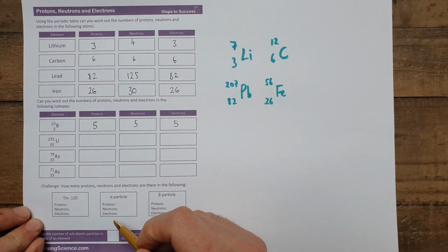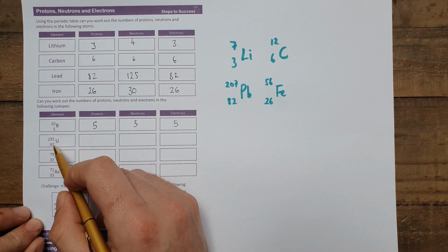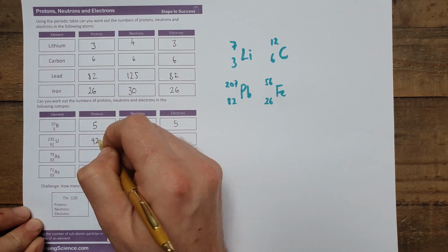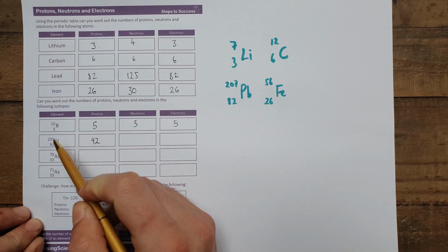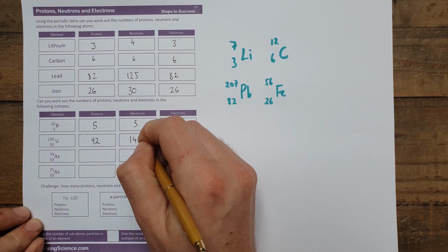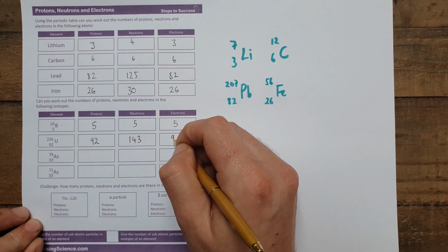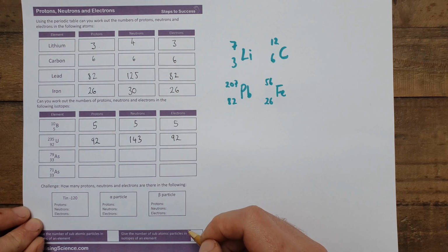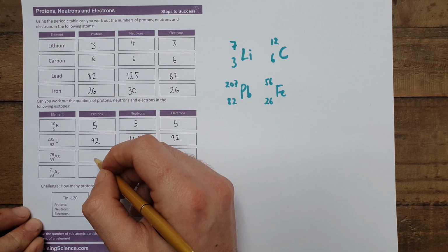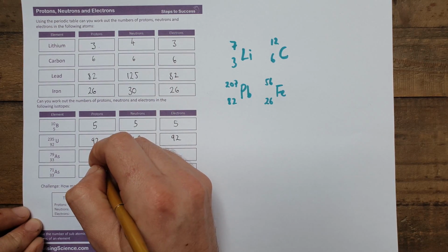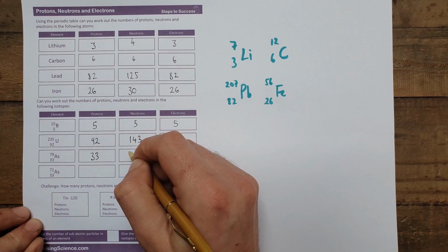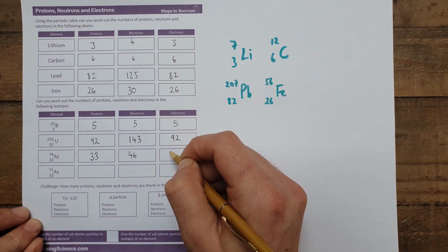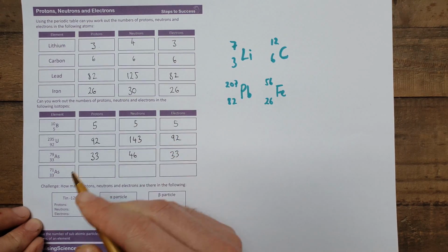will be the same. For uranium here, again, the proton number is 92, the number of neutrons is 235 minus 92, which gives us 143, and the electron number is the same as the proton number. Here we've got arsenic. So in this example, arsenic has got 33 protons, 79 minus 33 is 46 neutrons, and again the electron number being the same.